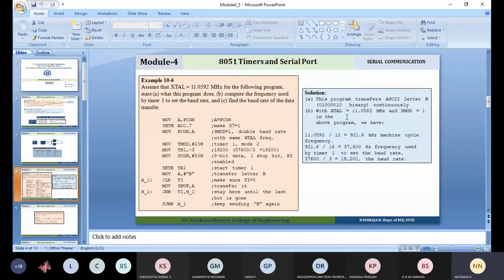With the external frequency 11.0592 megahertz, if it is a small one in the program, you need to calculate the baud rate. They are using -3, which means 19,200 is the baud rate we set for timer 1.